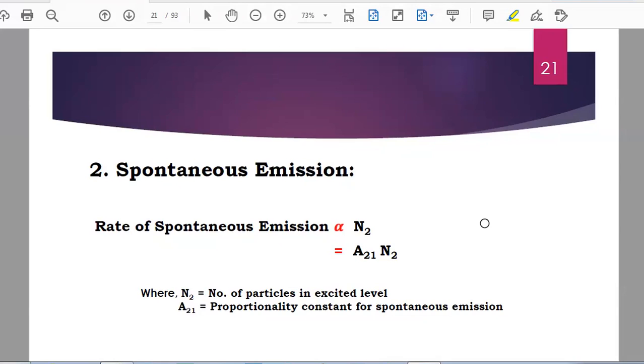Either you write simply A because it is only one, or if you want to define it properly, then you write A21. That indicates that this process is happening from level 2 to level 1. That is A21, and N2 is already there. Again, let me clarify, N2 is the number of particles in the excited level, and A21 is the proportionality coefficient for the spontaneous emission process. Right? Now come to the third process.